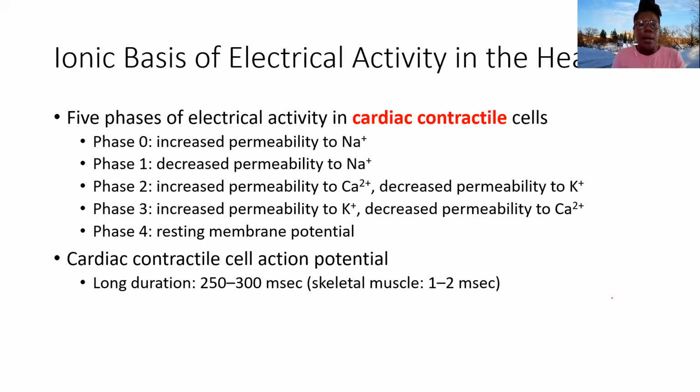Okay. I want to point out here that the duration of the action potential in cardiac muscle cells, and smooth muscle cells as well, is much longer than in skeletal muscle. For a cardiac contractile cell, its action potential is anywhere from 250 to 300 milliseconds, when compared to the very brief 1 to 2 milliseconds of a skeletal muscle fiber. And this is actually why we call skeletal muscle contractions twitches, because they're just so brief when compared to smooth muscle contractions and to cardiac muscle contractions.